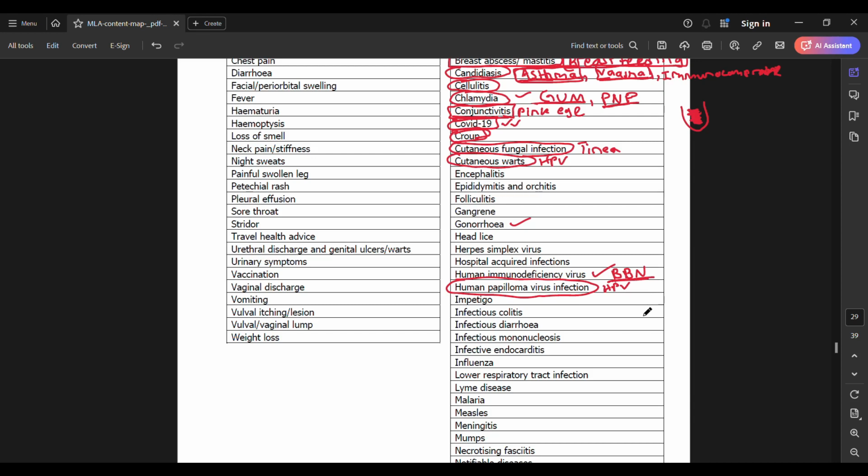But on top of that, you might just get a station where you need to take a history for HPV and diagnose HPV. So just make sure you look at pictures of this and also know the management, where you might give them imiquimod or topical treatment with an ointment or cryotherapy. Okay, next you have encephalitis.